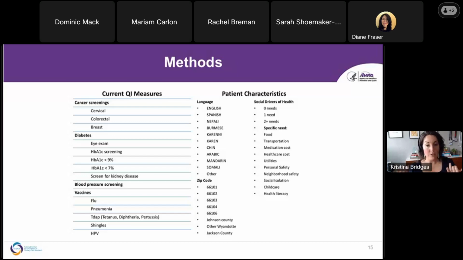And then we're also stratifying by social drivers of health: whether folks who were screened, which is all of our primary care patients, had 0 needs reported, 1, or 2 or more. And then we can also look by specific need. Okay, so next slide.